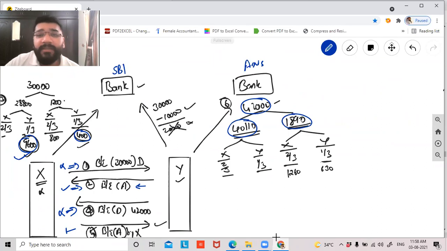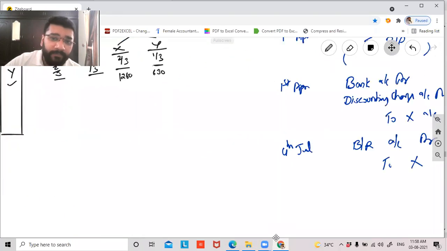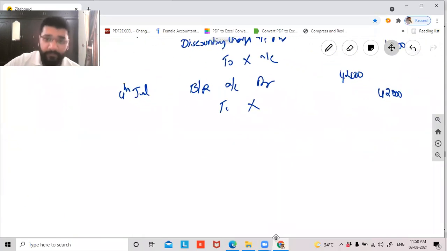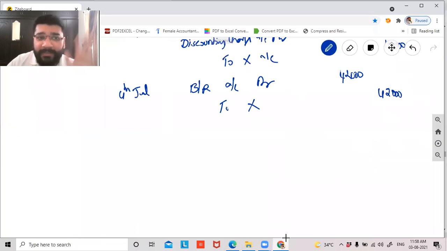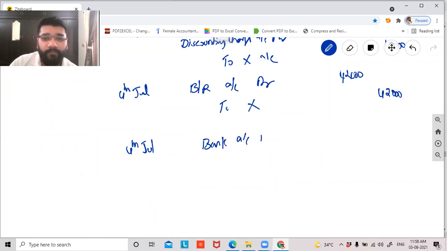So please tell me what will be the discounting entry, the bill discounting entry. And can I say guys, discounting is happening on the same date because they have not given a different date. So on the same day of acceptance of the bill by X, on the same day the bill is getting discounted by Y. What is the journal entry for discounting? Bank account debit, discount charges account debit to bills receivable.